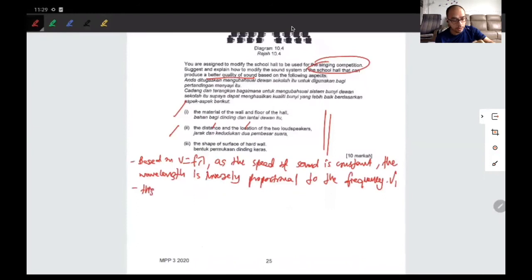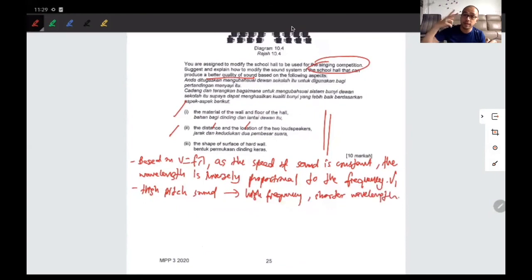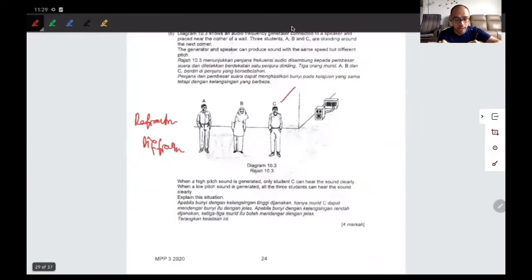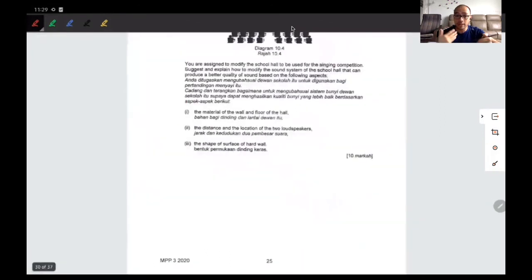high pitch sound. I'm going to cut short this. High pitch sound is high frequency, shorter wavelength. Because wavelength is inversely proportional to frequency. So high pitch is high frequency, and high frequency is shorter wavelength. So just now the question is, when the high pitch sound is generated, only C can hear, because it's a shorter wavelength.